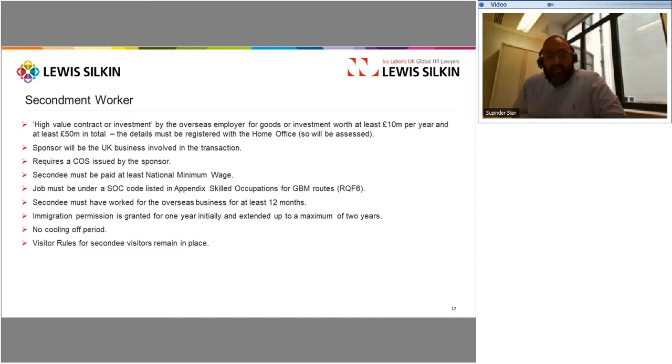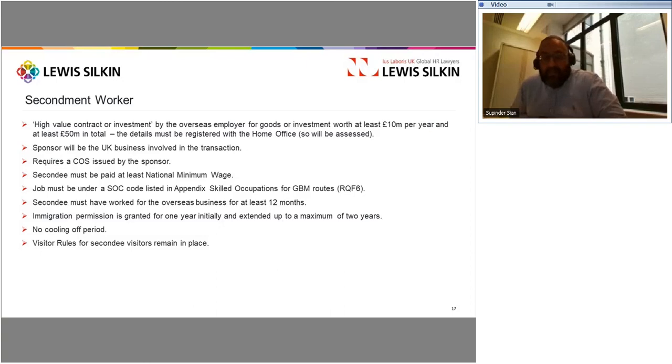Okay, another new category is called secondment worker. This is, again, a pretty high threshold for it to be useful. This is where, if you're a UK company benefiting from overseas investment of at least £10 million a year or £50 million in total, you'll be able to bring people under the secondment worker category. So again, the company that you're contracting with brings their staff to the UK to provide their services under contract for this high value contract. They must be paid at least national minimum wage, similar to the service supplier tier.